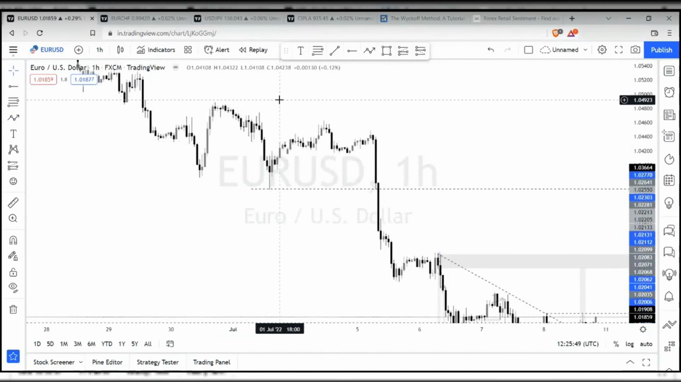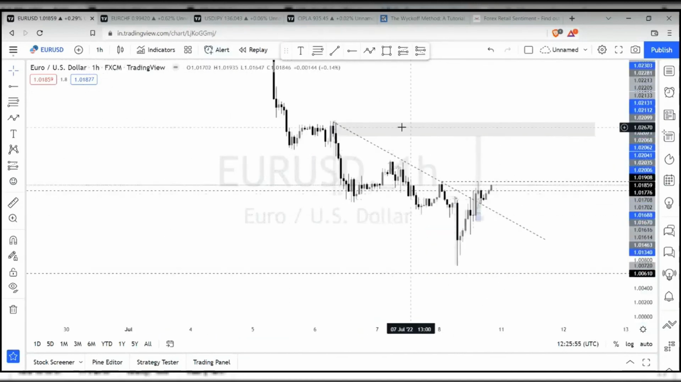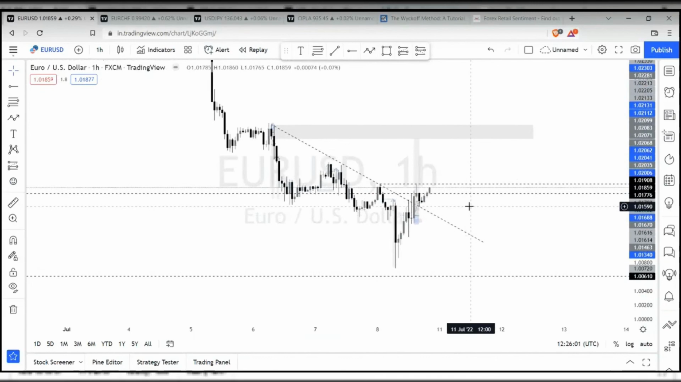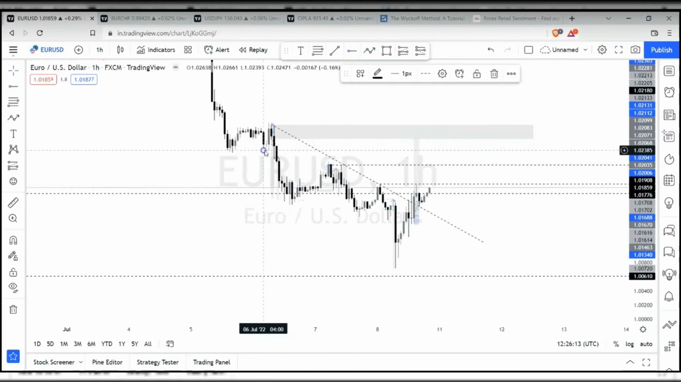So let the Wyckoff accumulation complete. If the Wyckoff accumulation completes in this, I will go for a buy. Until and unless that happens, I remain bearish on this. So let price come to this. If you're on a buy, take partials here and here, this high, this. So these are areas that we will be taking partials if you're on a buy.